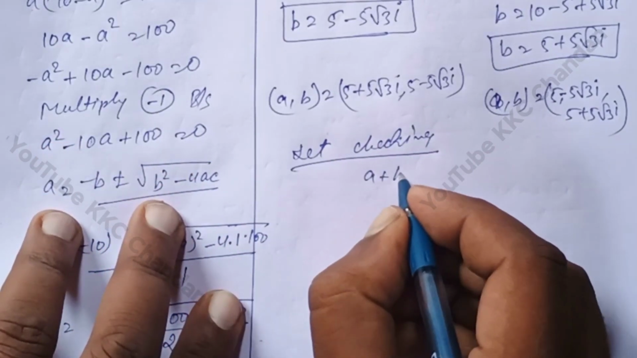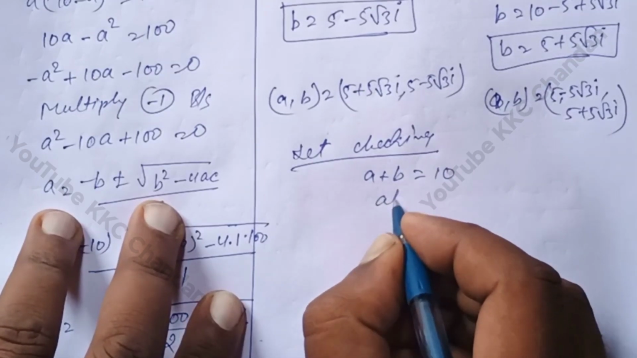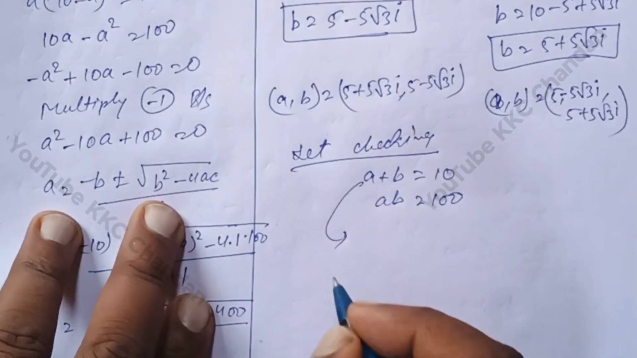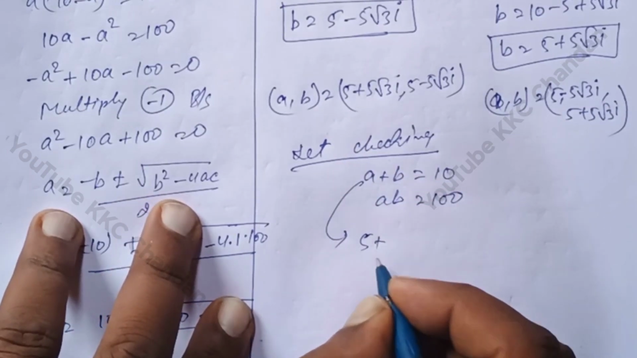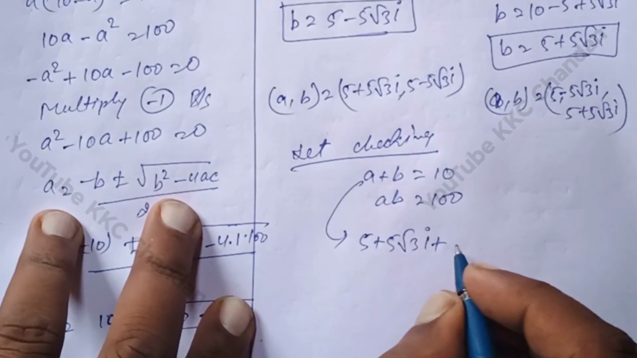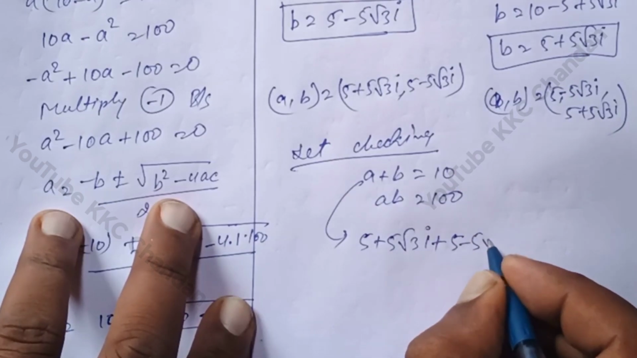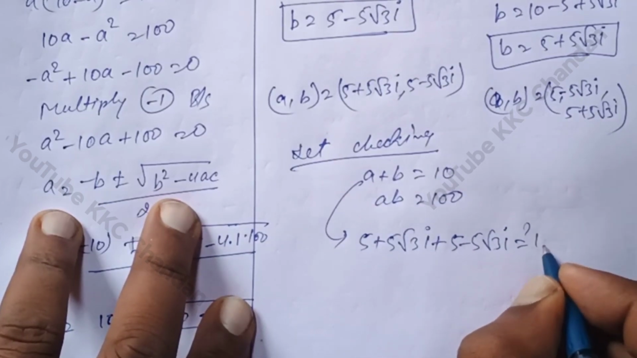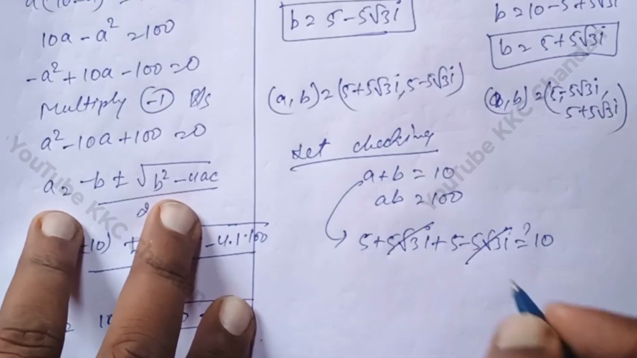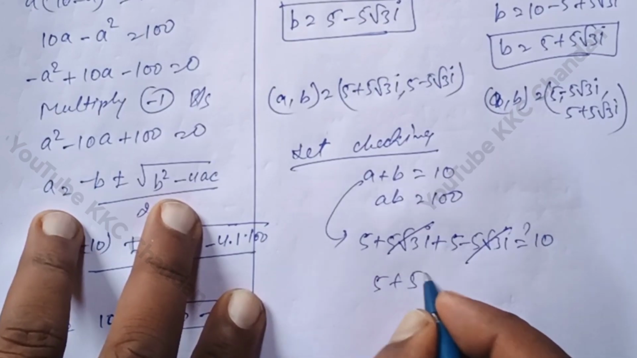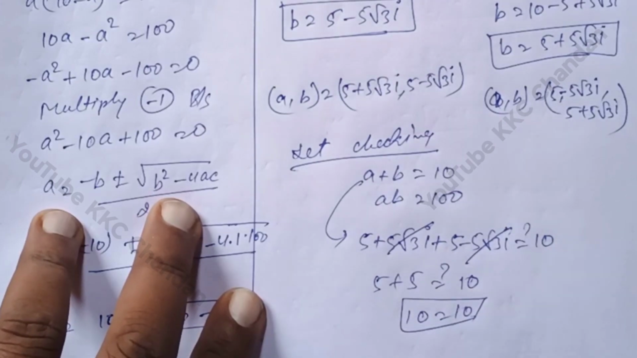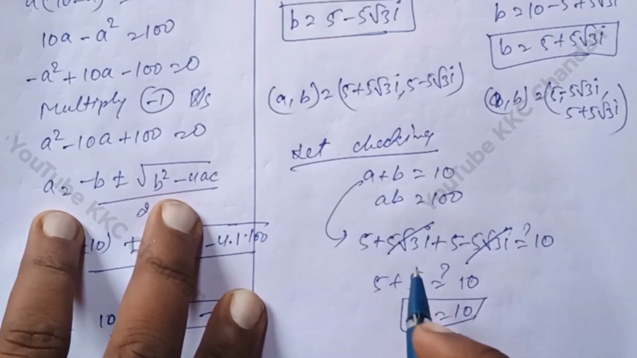According to the question, a plus b is equal to 10, ab is equal to 100. Therefore, see here, a value how much? 5 plus 5 root 3 i plus b value 5 minus 5 root 3 i is equal to question mark 10. Here 5 root 3 i, 5 into root 3 i cancel. Left is 5 plus 5 is equal to question mark 10. 10 is equal to 10. See here, LHS and RHS both are equal. So the values of a and b are correct.